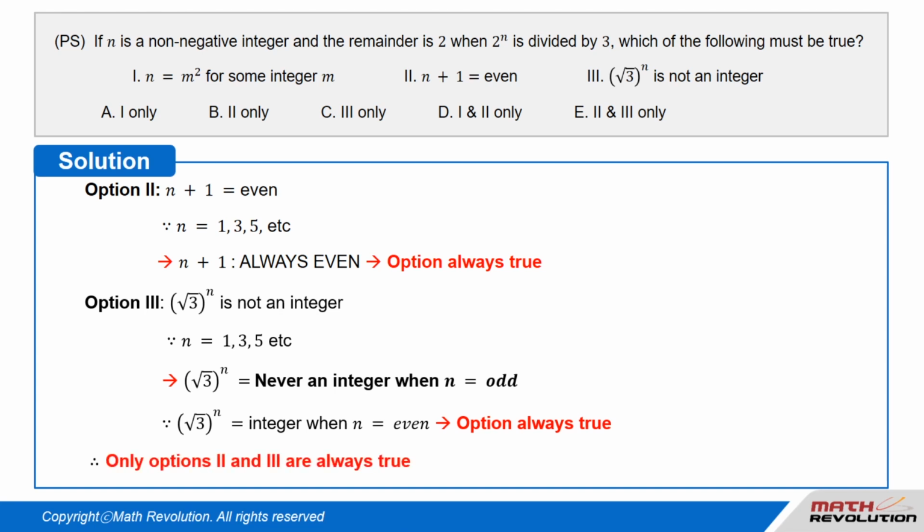Thus, only options 2 and 3 must be true, and E is the correct answer. Okay, this is an approximately early 40 level question. You should get this one right. Answer E.